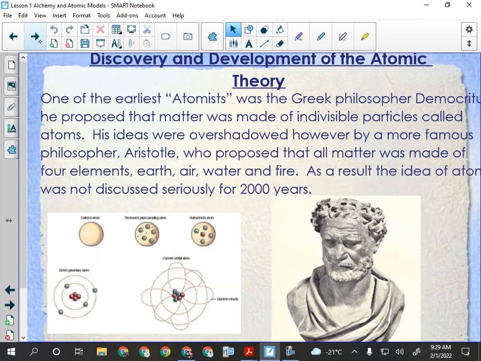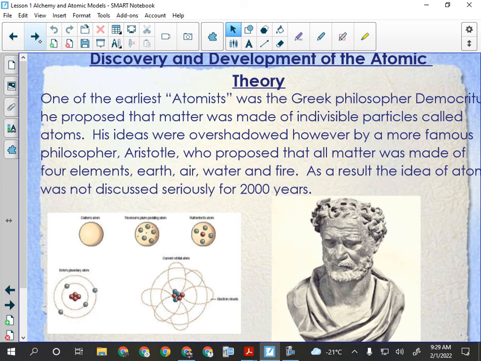All right. So this idea of the atom has actually been around for a very long time. But it was only in the last 300-400 years where it's been a bit more widely accepted. Up until that point, everybody believed everything was made out of 4 elements. What were the 4 elements? Fire, water, earth, and air. Those were the 4 elements.